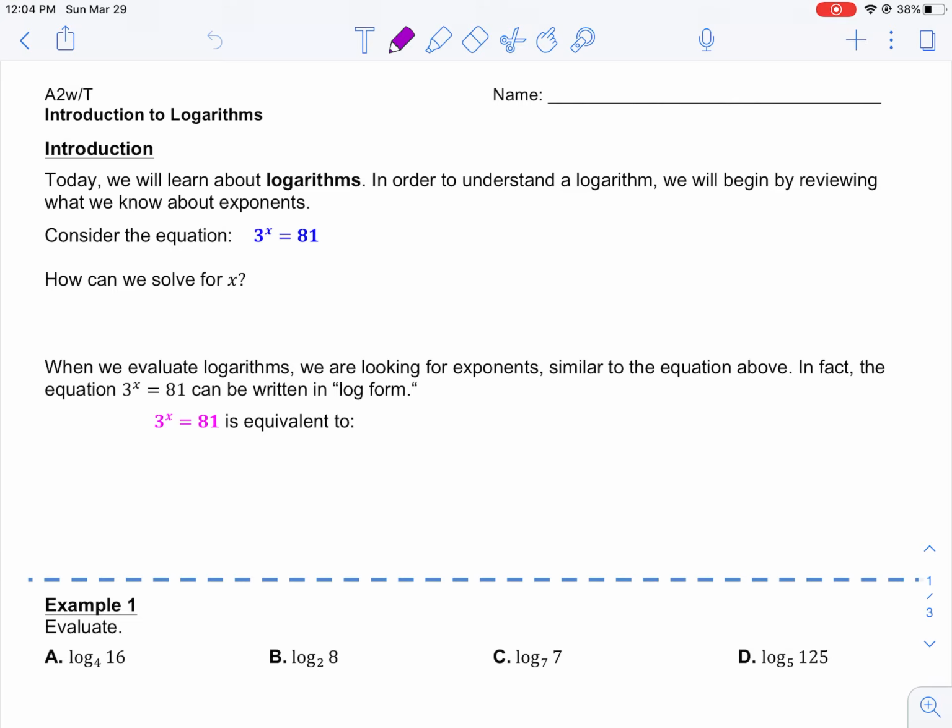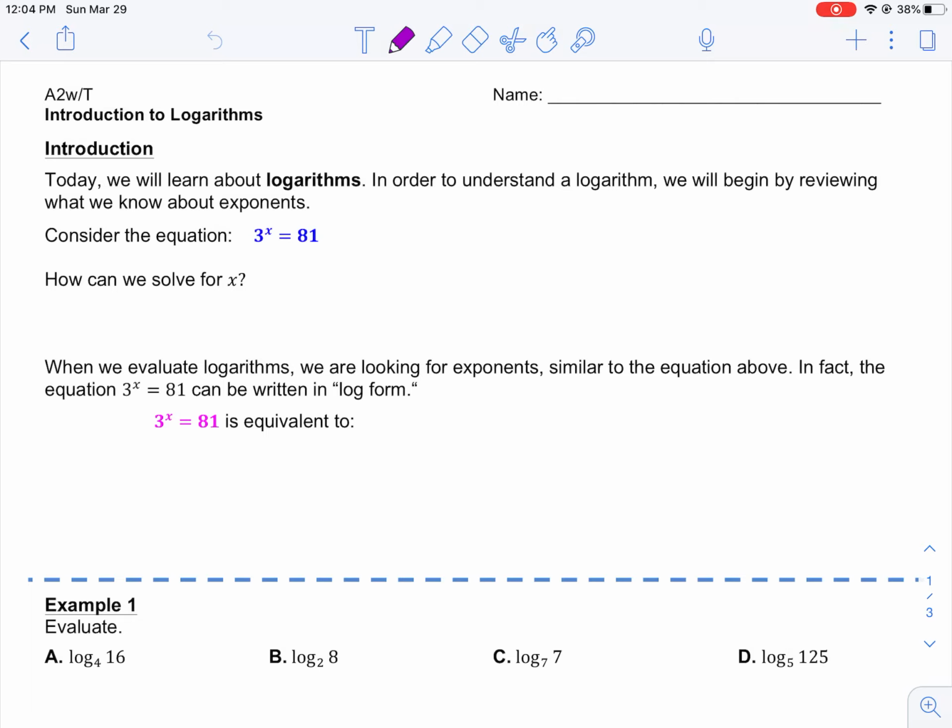And I want you to specifically consider this equation here. 3 to the x equals 81. Now, if I gave you a couple minutes as a warm-up in class and I asked you to solve for x, I assume many of you can come up with the answer. So maybe pause the video, see if you can come up with a solution.